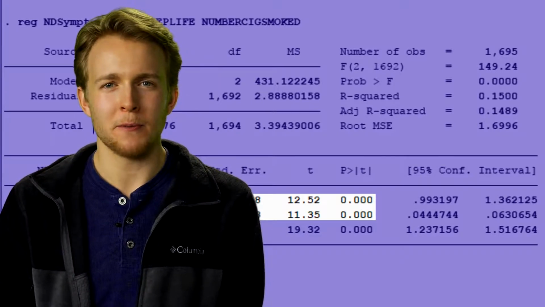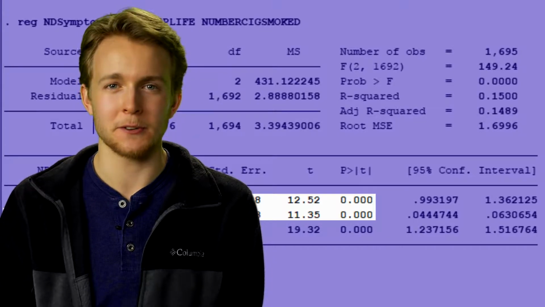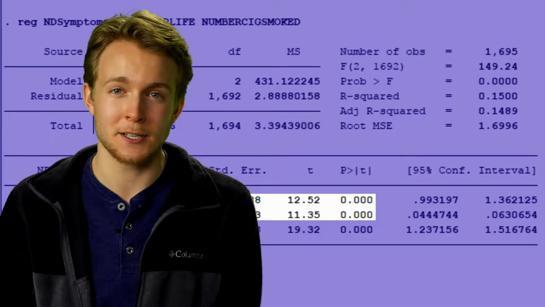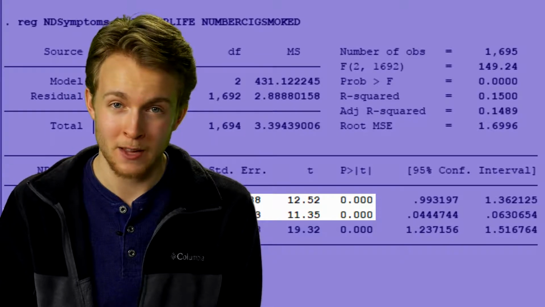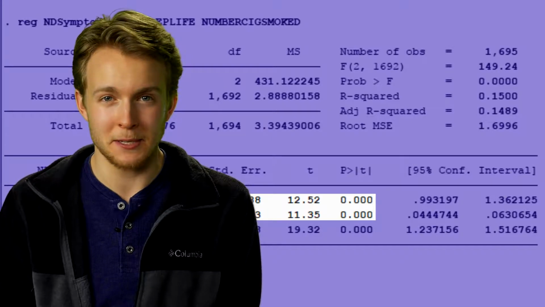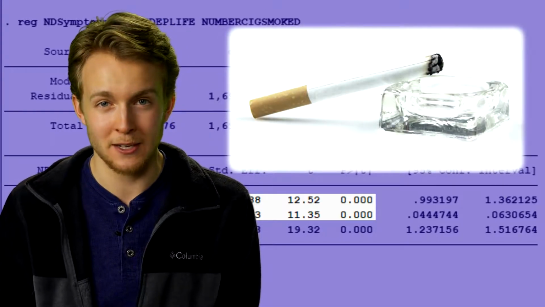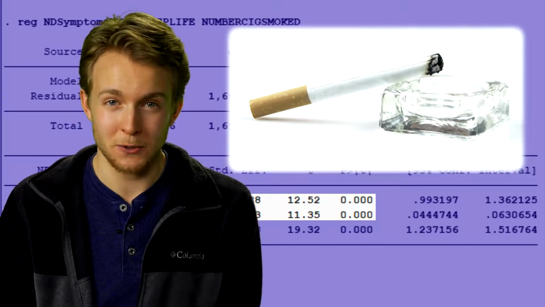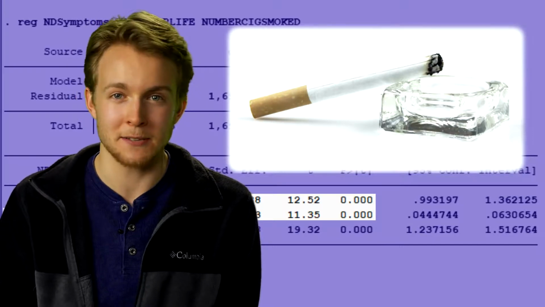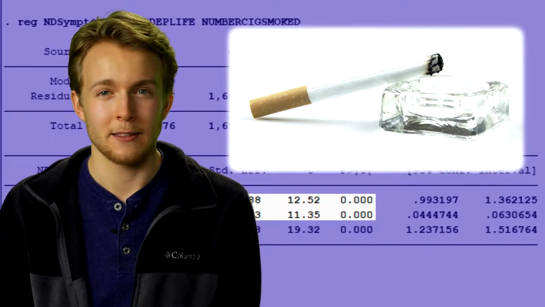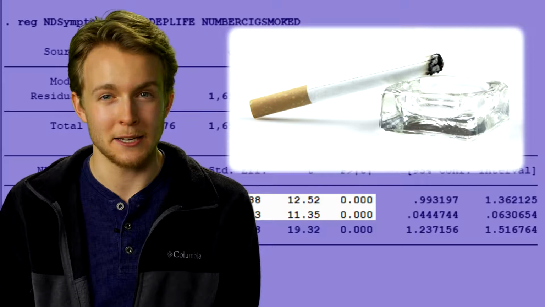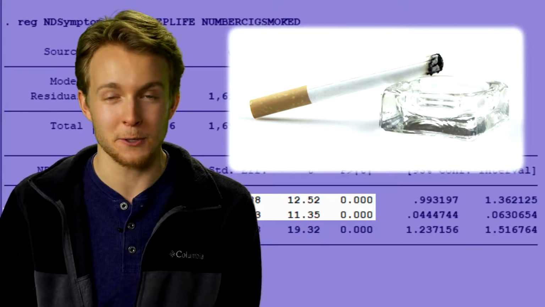Thus, we can conclude that both major depression and number of cigarettes smoked are significantly associated with number of nicotine-dependent symptoms after partialing out the part of the association that can be accounted for by the other. In other words, depression is positively associated with number of nicotine-dependent symptoms after controlling for number of cigarettes smoked, and number of cigarettes smoked is positively associated with number of nicotine-dependent symptoms after controlling for the presence or absence of depression. Note that if a parameter estimate is negative and the p-value is significant, it would mean that there was a negative relationship between that variable and the response variable.